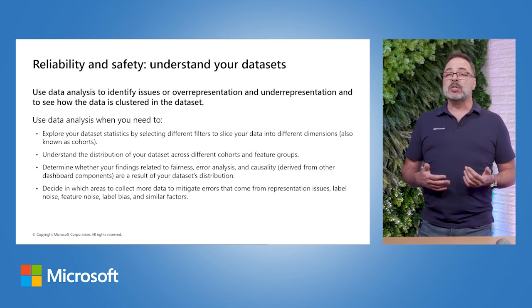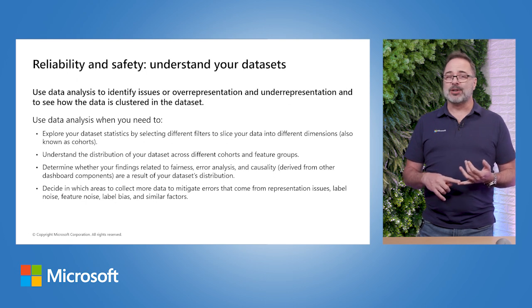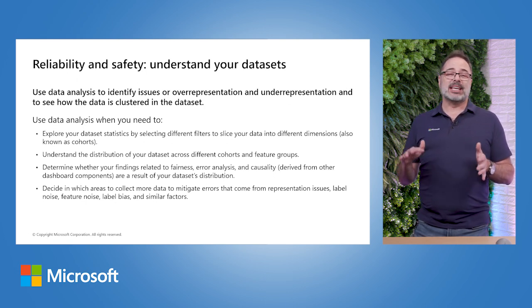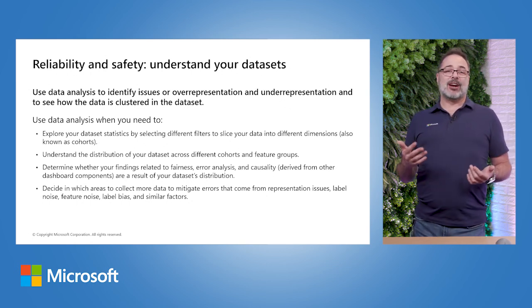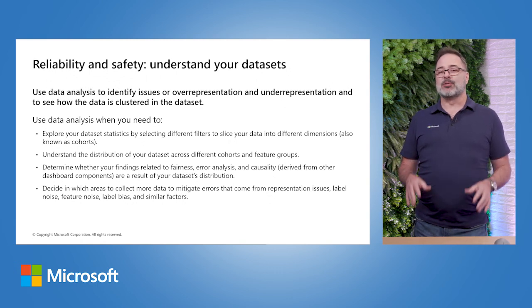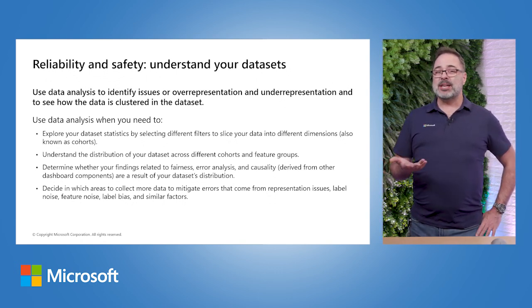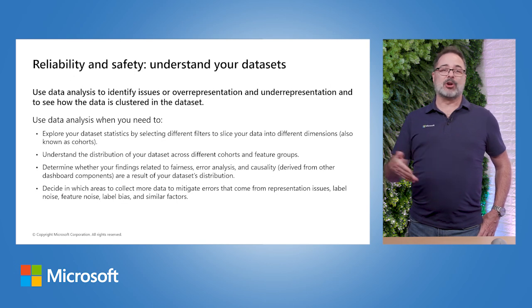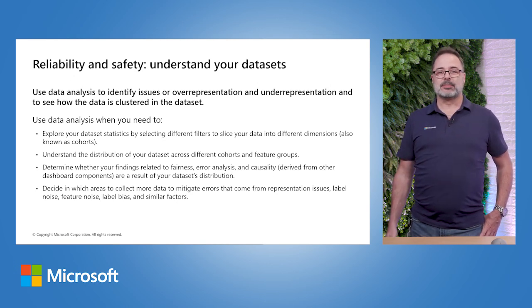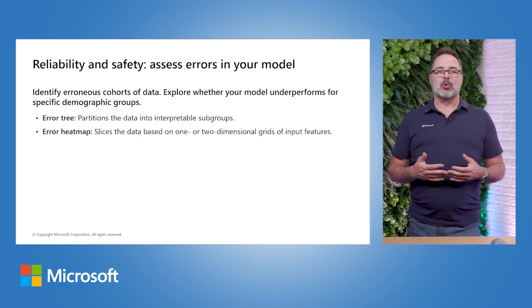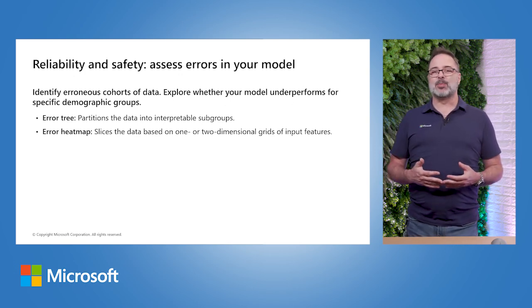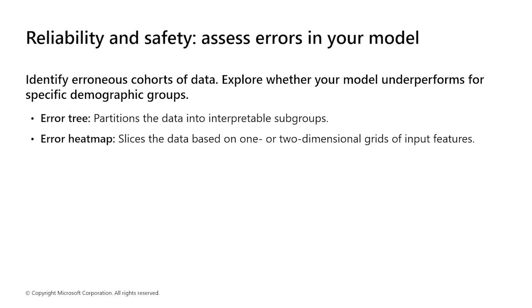Determining whether there are any issues with fairness, error analysis, or causality as a result of the dataset's distribution, or deciding if there are any areas where we need to collect more data to mitigate error, such as collecting data for underrepresented feature groups. Or maybe introducing noise into our data to help protect the underlying data from being extracted from the model. When we're evaluating our model for errors, we can use the error tree or error heat map views in our responsible AI dashboard, along with cohort filtering to see if there are any groups that have a higher error rate than others.